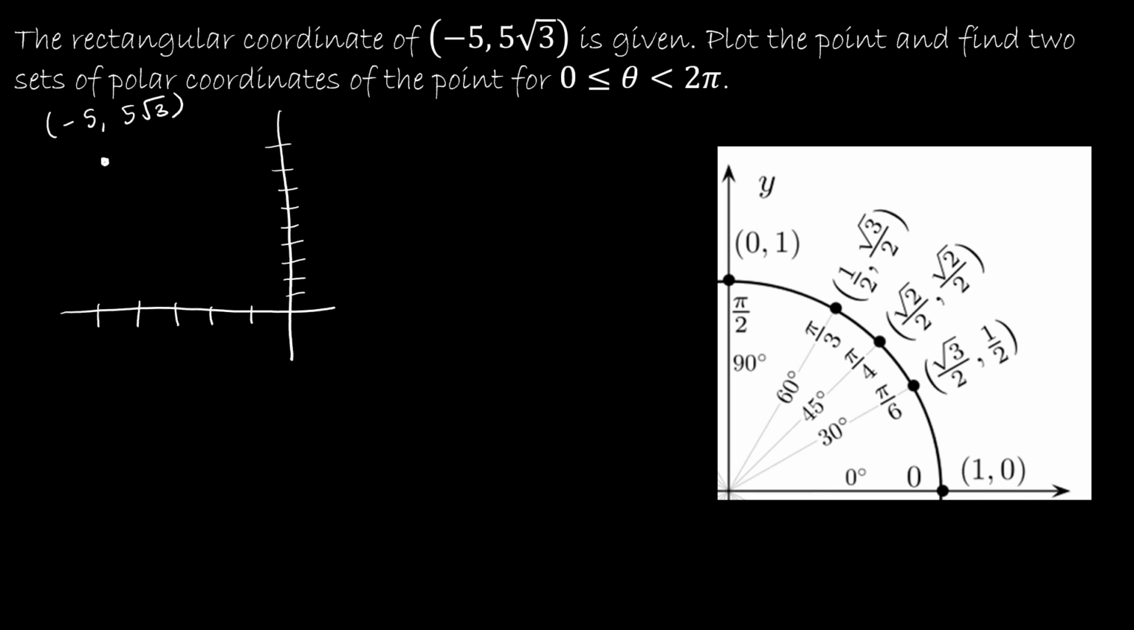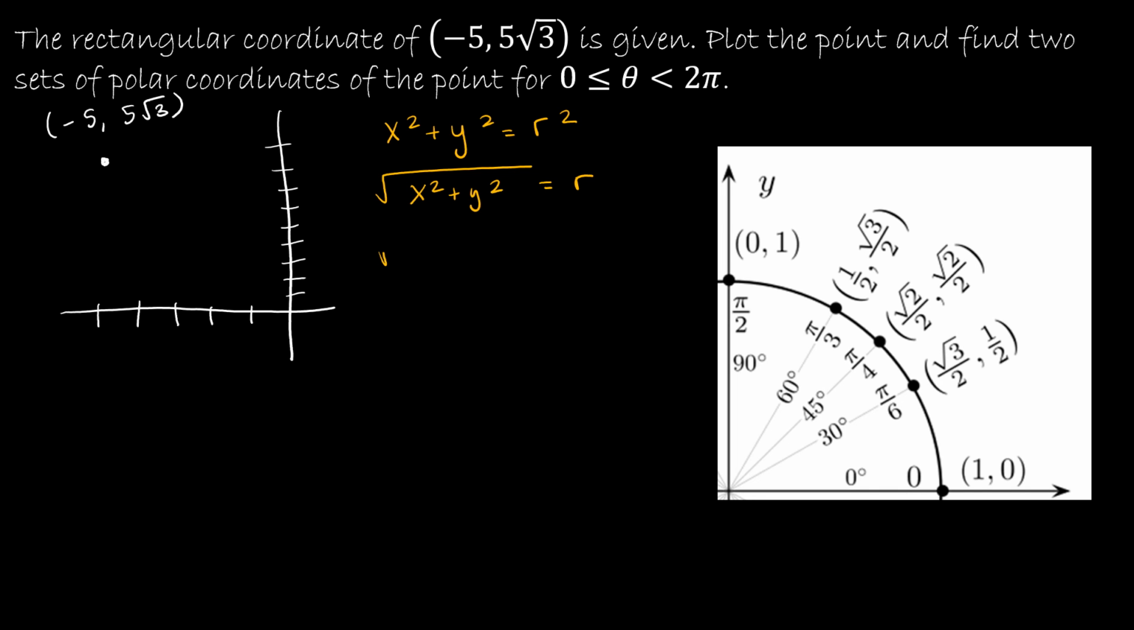From here I want to find a set of polar coordinates, and then we'll worry about the second set in a little bit. So for the first set of polar coordinates, remember I'm using two facts. I'm using the fact that x squared plus y squared is equal to r squared. And then for the sake of solving, of course, I'm just going to think about that as the square root of x squared plus y squared is equal to r. So let's do that one first.